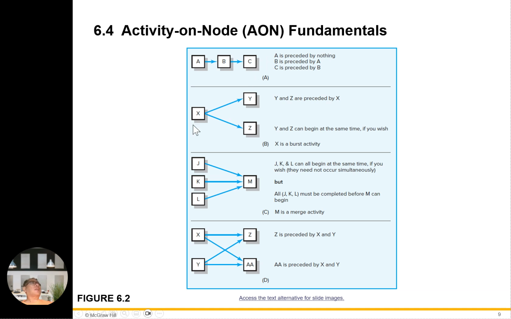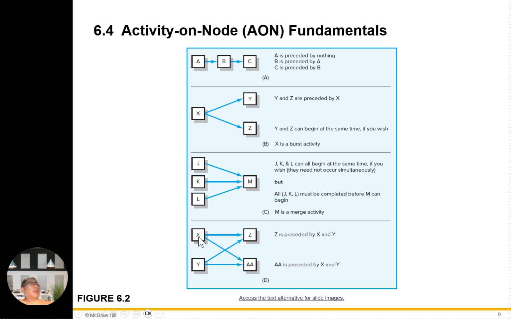Okay, Y and Z are preceded by X. So this X is the basis. Y and Z can begin at the same time if you wish. X is the burst activity, so the basis is X. Another example, J, K, L can all begin at the same time if you wish, but not occur simultaneously. But J, K, L must be complete before M can begin. That's the key part. So accounts receivable, accounts payable, and all the components of the balance sheet have to be completed in order to produce the balance sheet numbers. That's the key part when I did it.